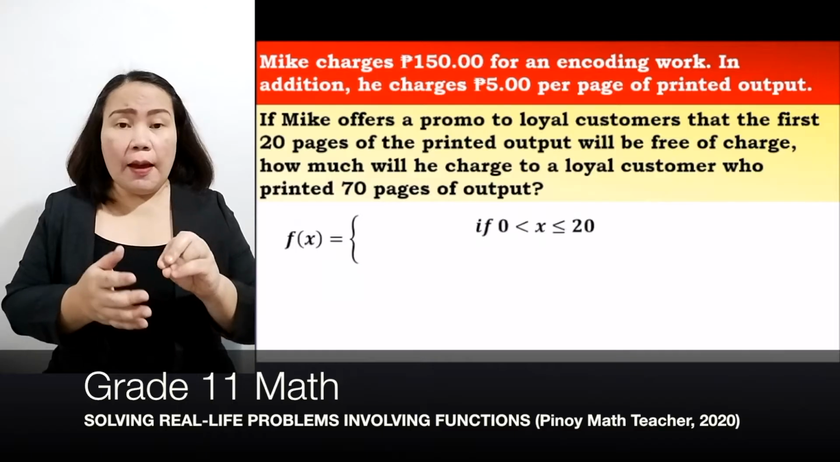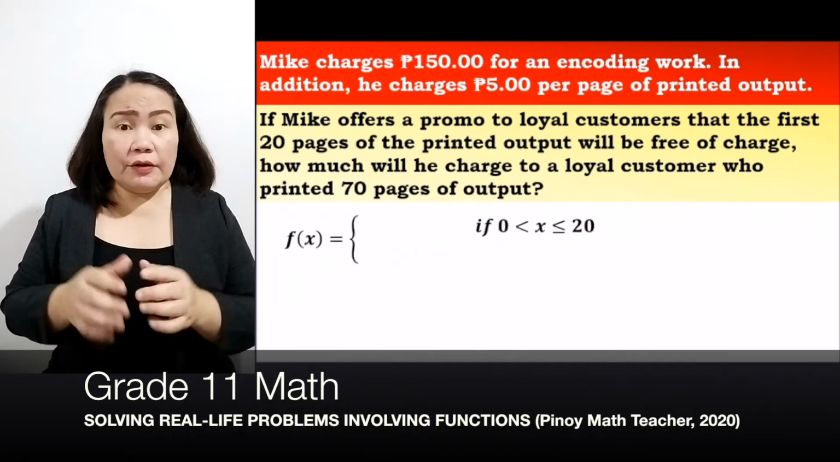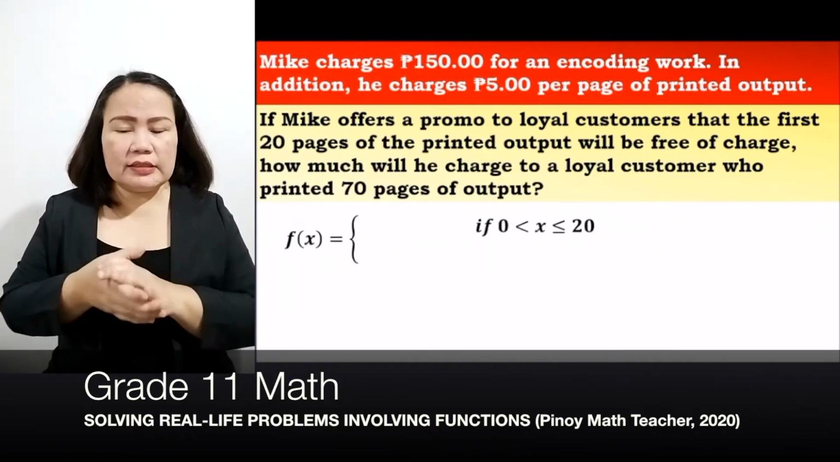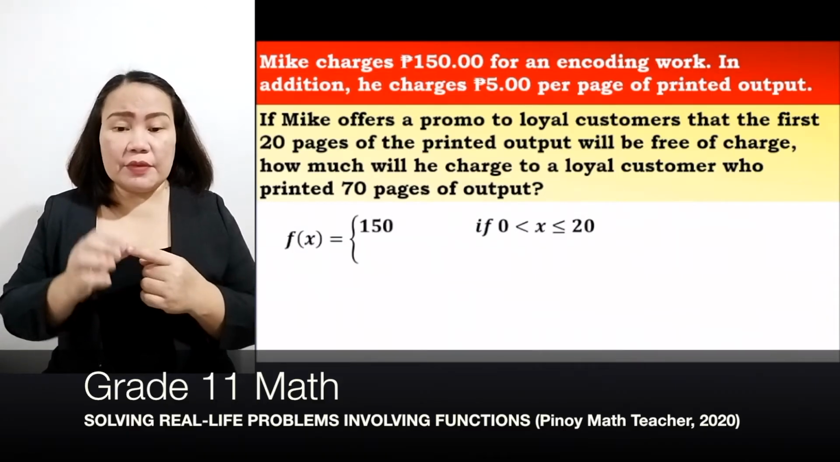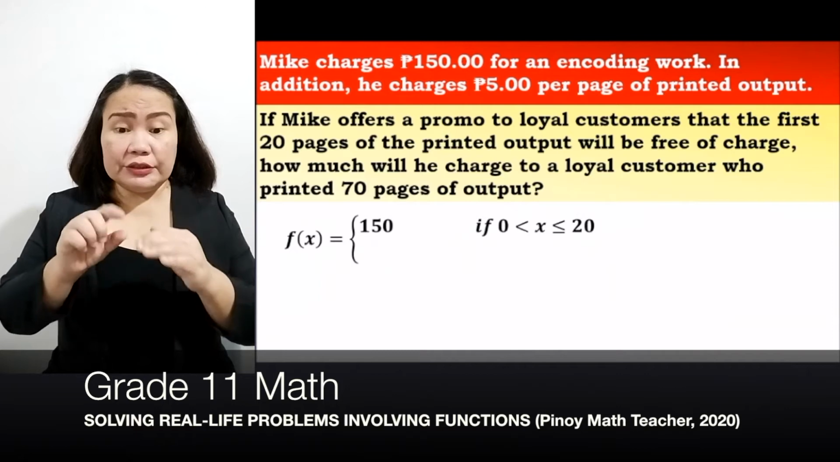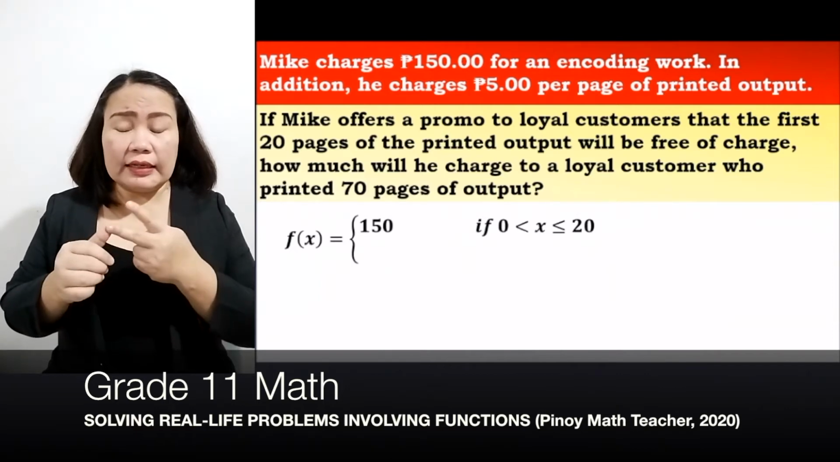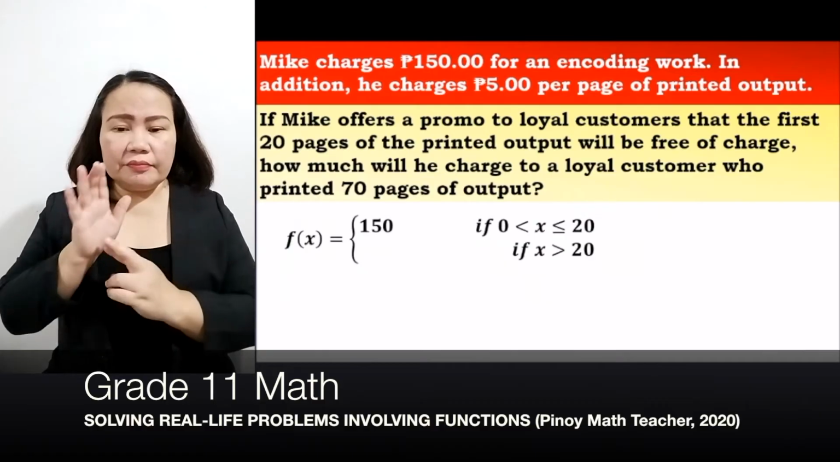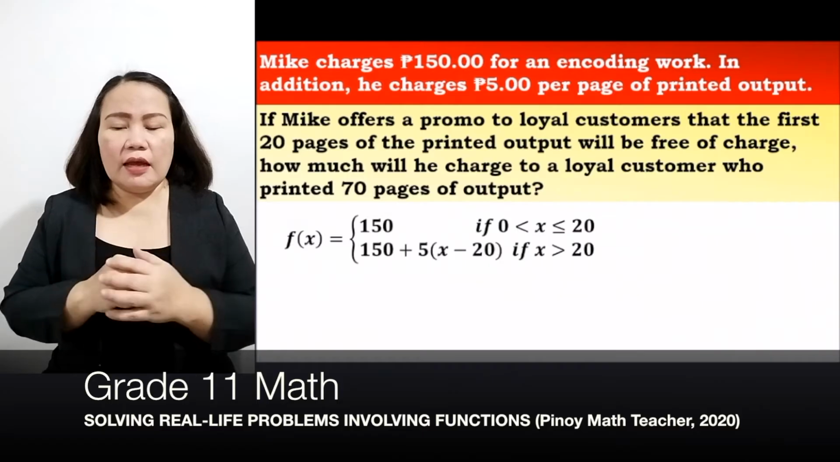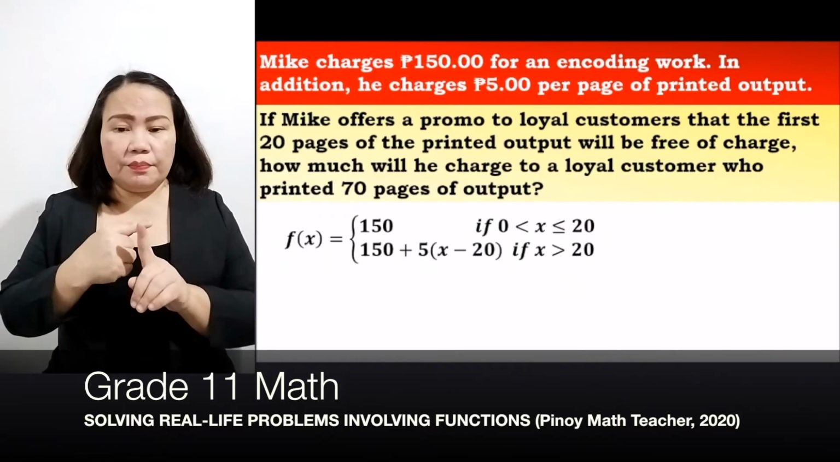Ang una ay kung ang number of pages or x na ipapaprint mo ay greater than 0 but less than or equal to 20, ang babayaran mo lang ay 150. Ang ikalawa naman ay kung ang ipapaprint or x is greater than 20. Ang magre-represent sa f of x ay 150 plus 5 times x minus 20.